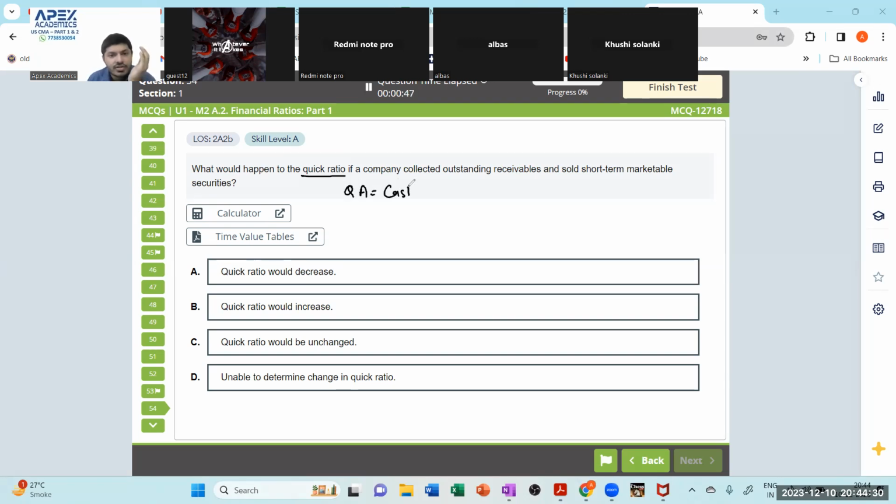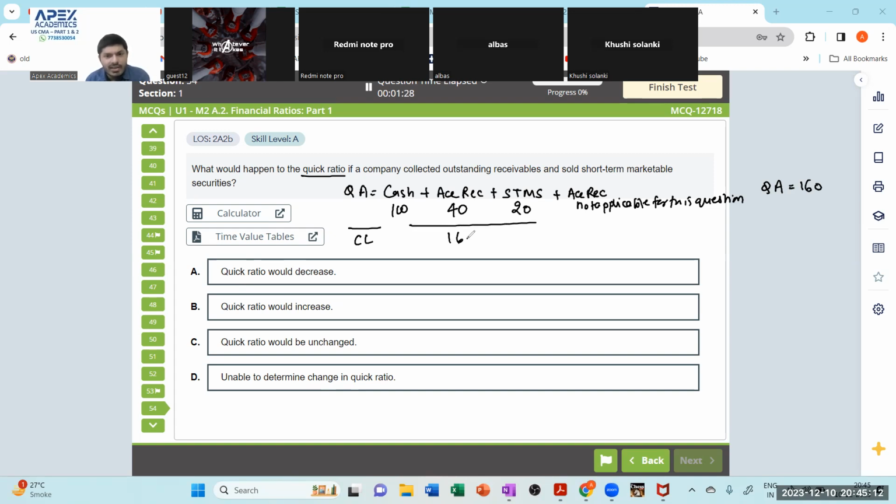Quick assets are cash, accounts receivable, short-term marketable securities, which I write in short form as STMS, and of course accounts receivable, but here accounts receivable is not applicable for this question. Now pay attention. Suppose my cash is 100, my accounts receivable are 40 and my STMS are 20, which makes my total quick assets 160. And let me say that my current liabilities are also 160.